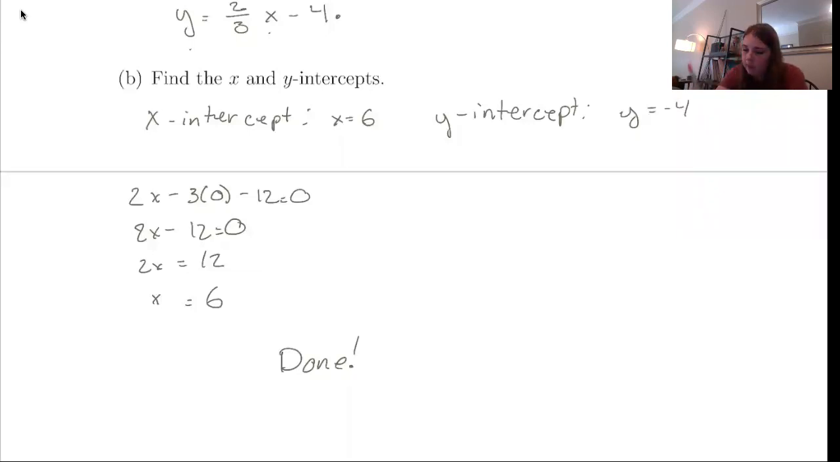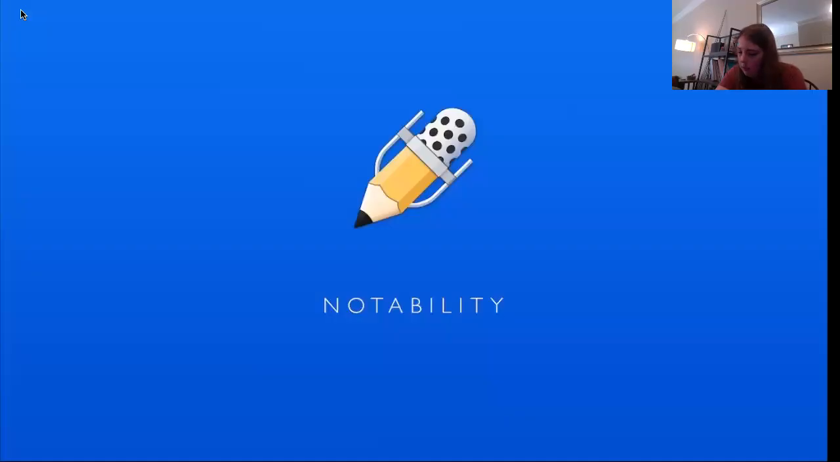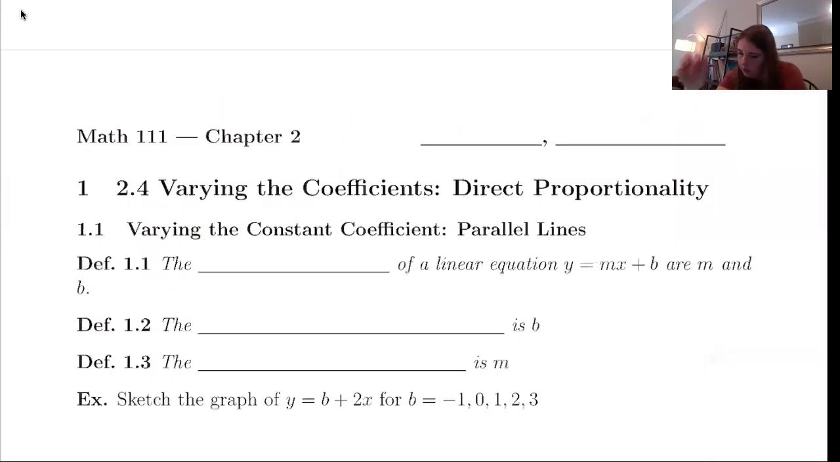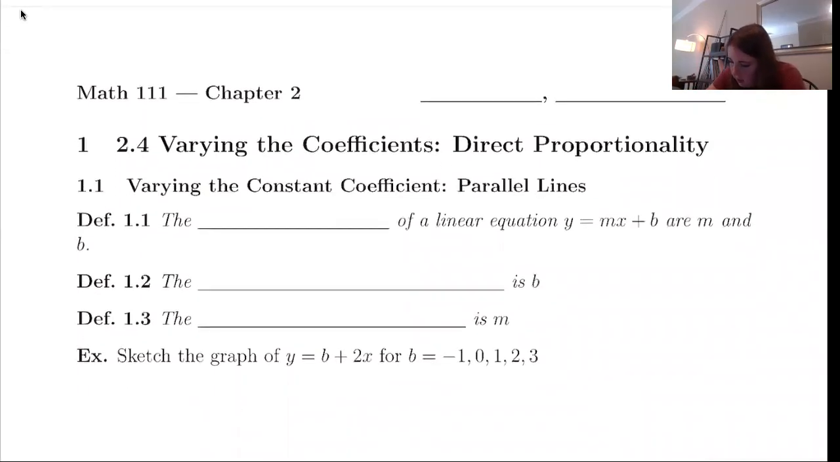Okay. Sick. Now we're going to move on to 2.4. If I have it, there it is. All right. It is Thursday, March 11th. Ooh, I'm getting my vaccine in a week. Okay.